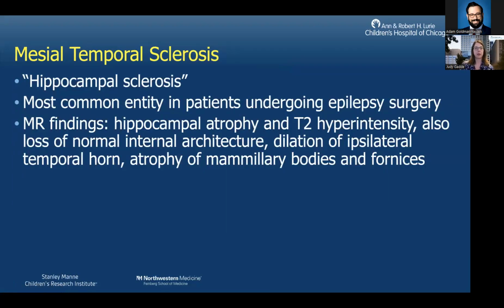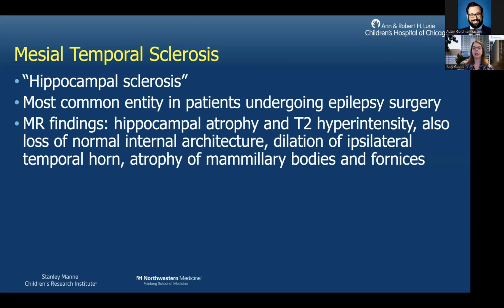Next up is mesial temporal or hippocampal sclerosis. They say that this is the most common entity in patients undergoing epilepsy surgery, but I think that's speaking more to the adults. And we've already seen a case of this when we were talking about focal cortical dysplasia, but things to look for are going to be hippocampal atrophy, associated T2 flare hyperintensity, loss of that normal internal architecture.